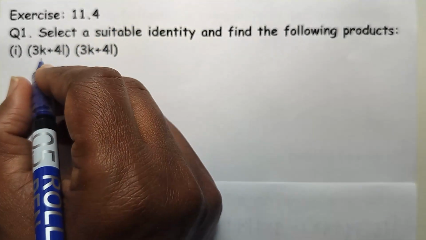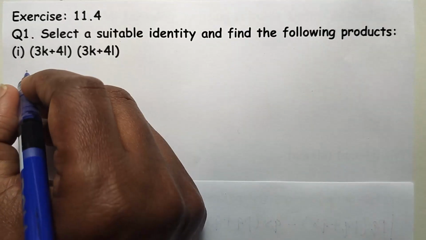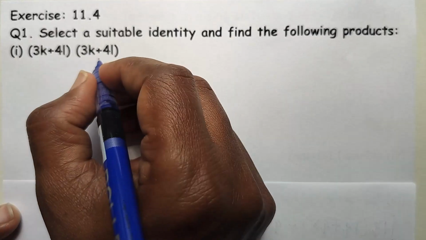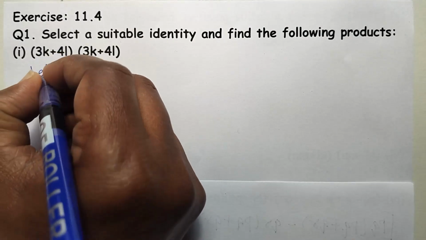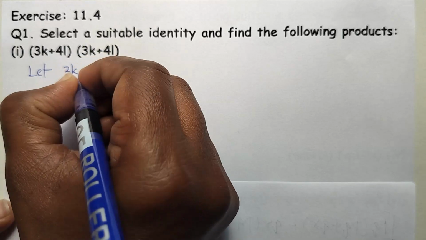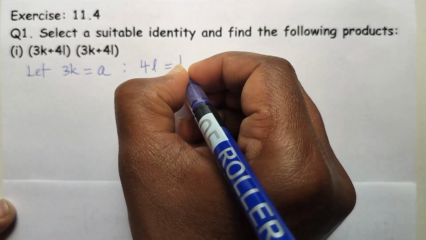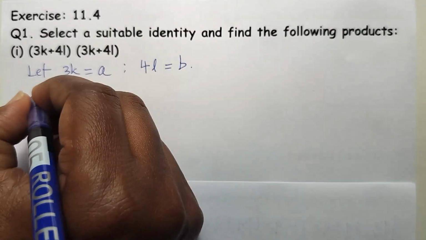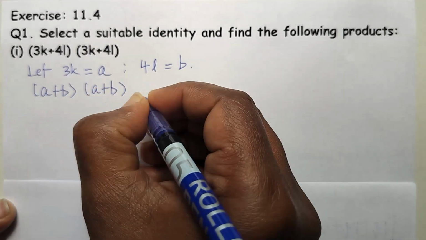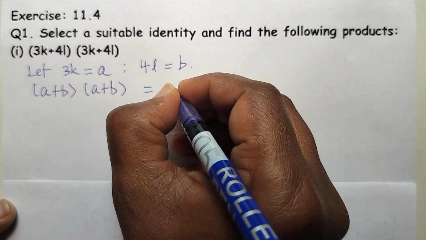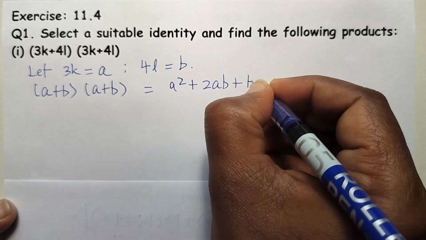Exercise 11.4. Question number 1. Select a suitable identity and find the following products. First one, (3k + 4l) into (3k + 4l). So here let 3k equal to a and 4l equal to b. So now it will be (a + b) into (a + b). So we know (a + b) into (a + b) is a square plus 2ab plus b square.